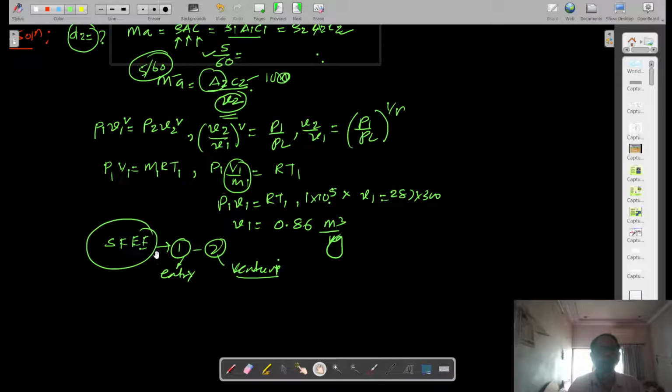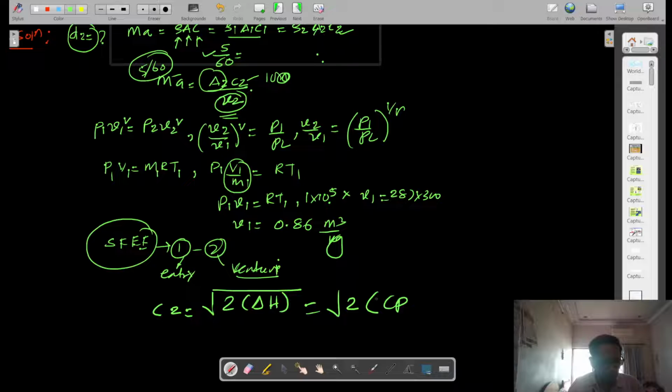We need to find out, so steady flow energy equation at 1 and 2 has indicated us that the value of C2 is written as square root of twice delta H. And what is twice delta H? Twice delta H is CP T1 minus T2, that is H1 minus H2, so CP T1 minus CP T2. This we know.